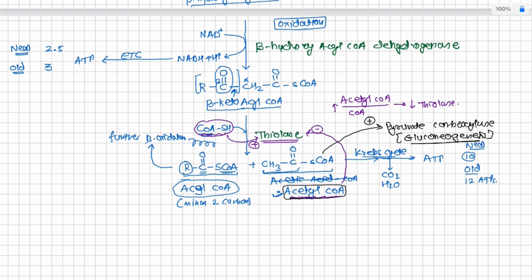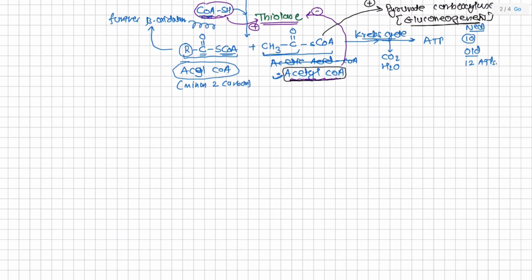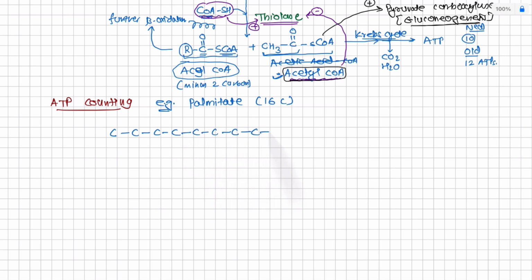Now let's see how many ATPs are synthesized by complete oxidation of a fatty acid. So the next topic is ATP counting. For ATP counting, let's take an example of a saturated fatty acid, palmitate. This palmitate contains a 16 carbon chain in its structure. So let's draw this 16 carbon chain. This is 1, 2, 3, 4, 5, 6, 7, 8, 9, 10, 11, 12, 13, 14, 15 and 16.